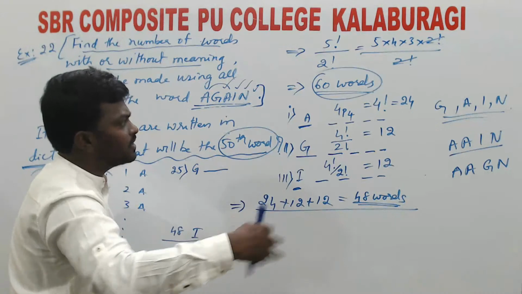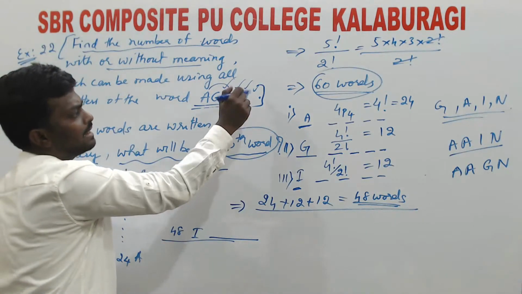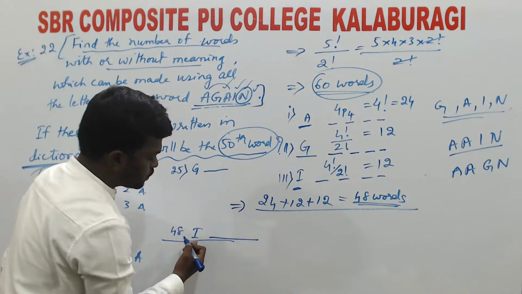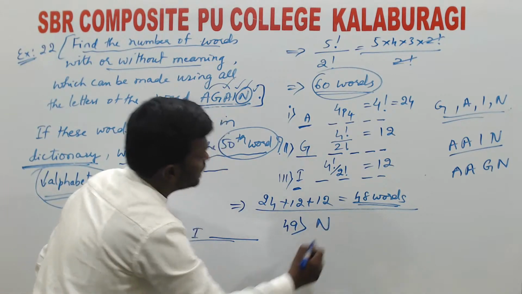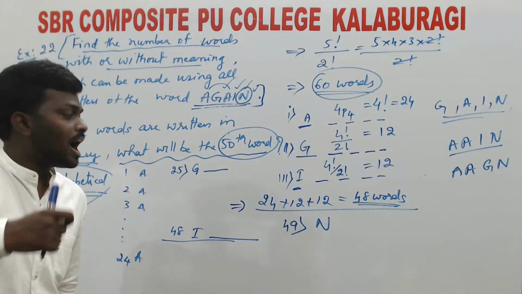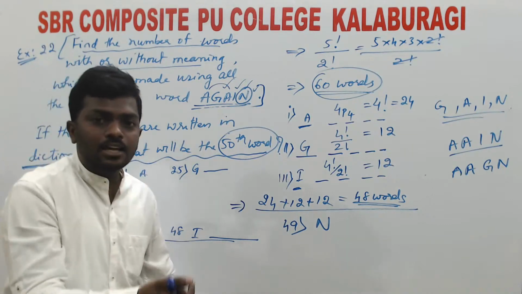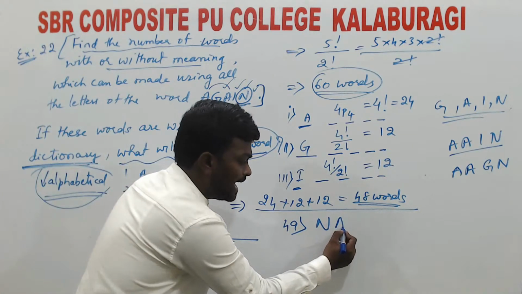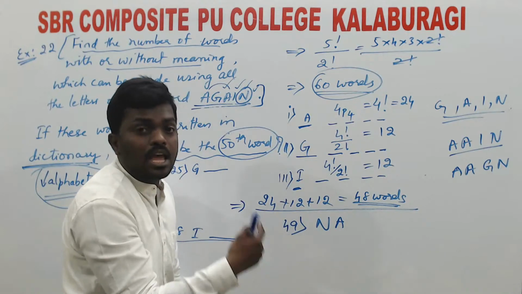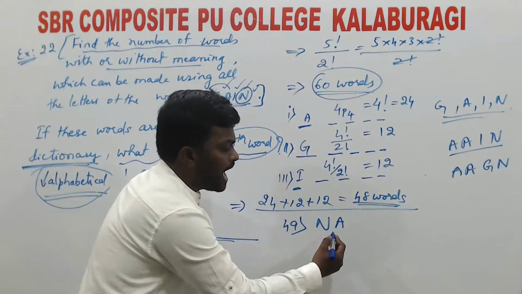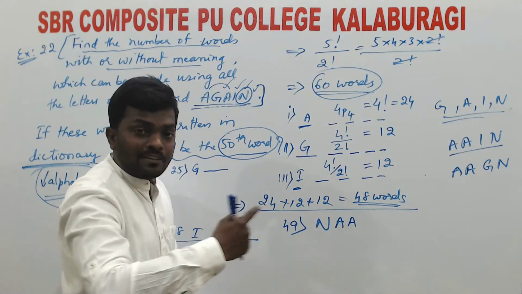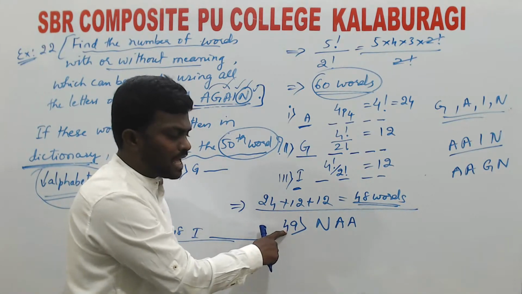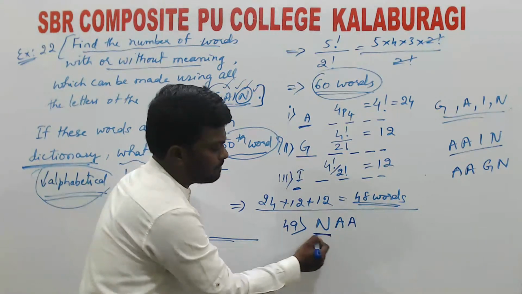So after I, which letter will be there? N letter. It will start with N. So 48, I stops here. So 49, N begins. Right. So after N, which is the letter you will write in the dictionary? A only, because it should be in alphabetical order in a dictionary. And there is one more A also. Right. So alphabet wise I am writing. So the 49th word will start with N. That we have understood now.